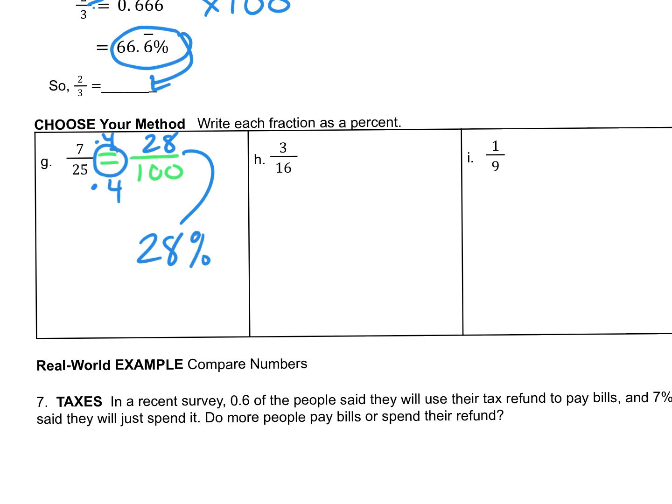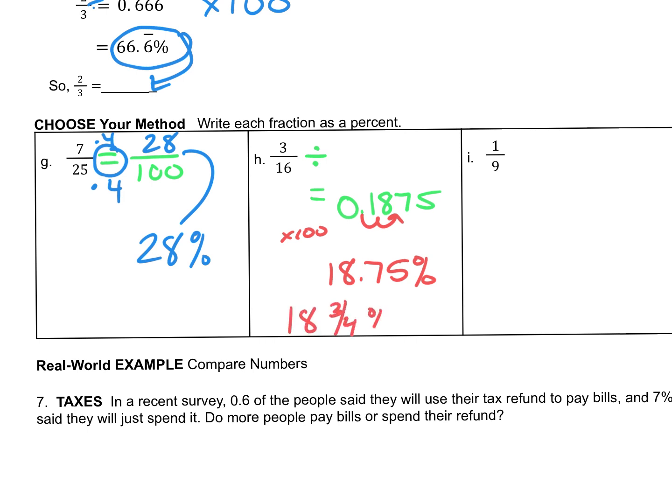16 is not a factor of 100. So for this one, I'm going to divide 3 divided by 16, and I get a decimal of 0.1875. So I multiply that by 100 to make a percent. And I get 18 3/4%. Also could be written as 18.75% because those are equal.